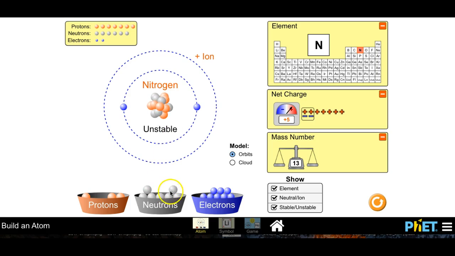So once you've played with this a little while and figured out how to stabilize things, you can go over to the next part of this game. So stop the video there, go and have a play with this, and when you're ready to come back and go over to the periodic table symbols, start the video again and watch it.